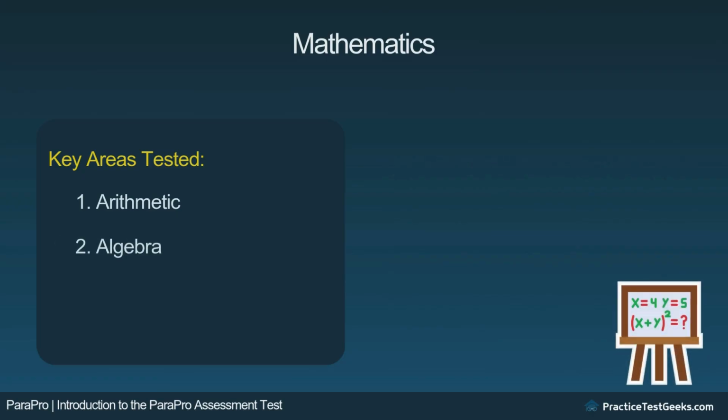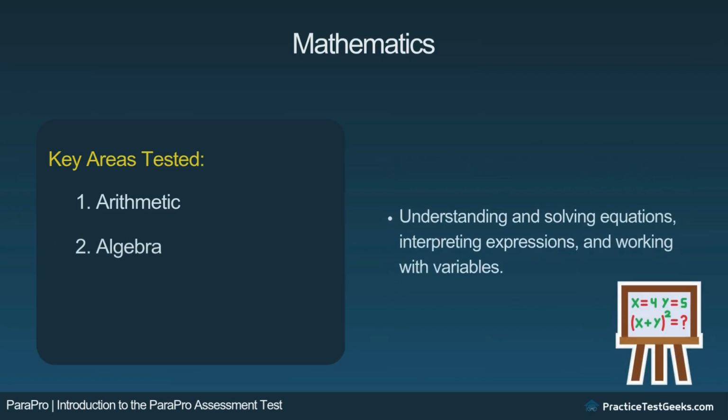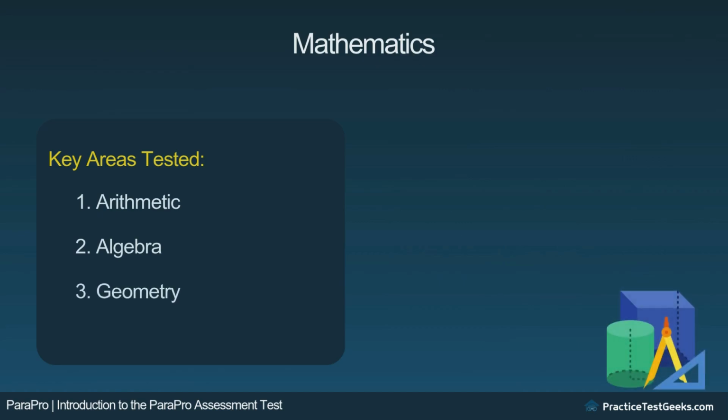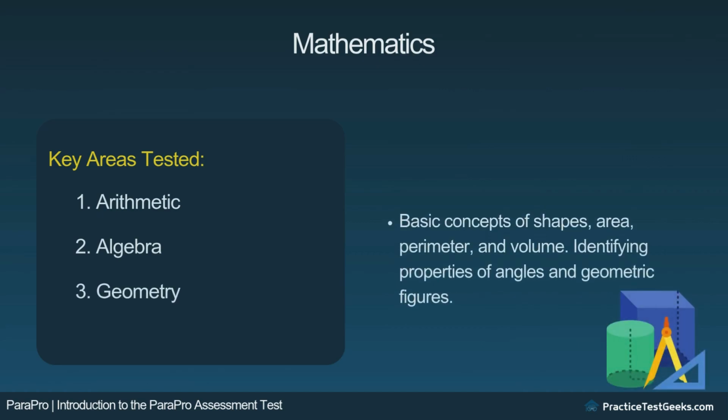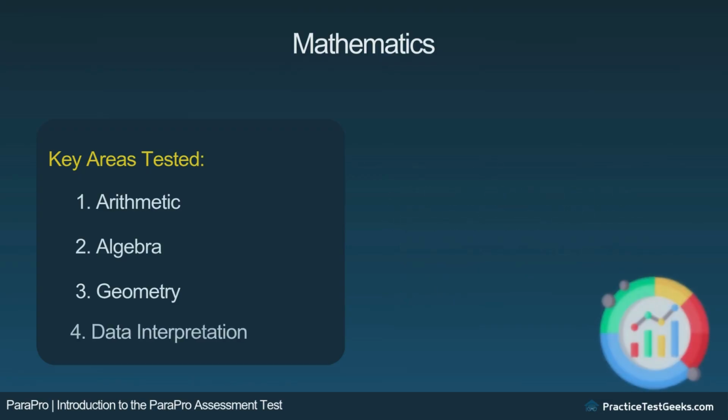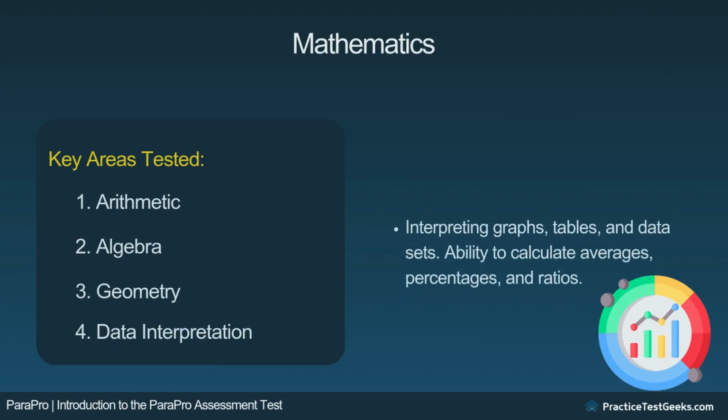2. Algebra. Understanding and solving equations, interpreting expressions, and working with variables. 3. Geometry. Basic concepts of shapes, area, perimeter, and volume. Identifying properties of angles and geometric figures. 4. Data interpretation. Interpreting graphs, tables, and data sets. Ability to calculate averages, percentages, and ratios.